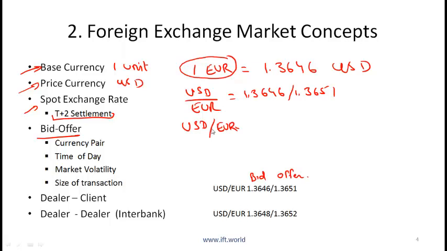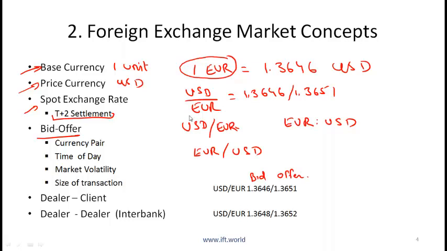Now, some other conventions are as follows. You might also see euro colon USD. Now, in this convention, the euro is still the base currency. So in this convention, the base currency is written first. You might also see something which is very confusing, which is euro USD, where the currency written first is the base currency. So the point here is that there are several different conventions, and you have to be smart enough to figure out which convention is being used.